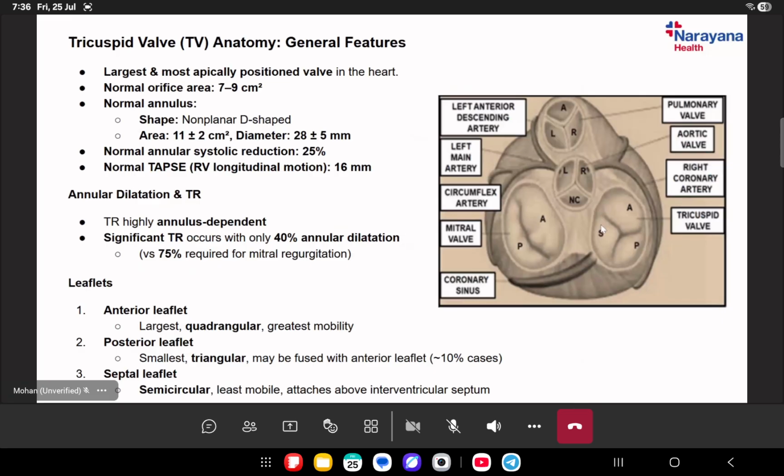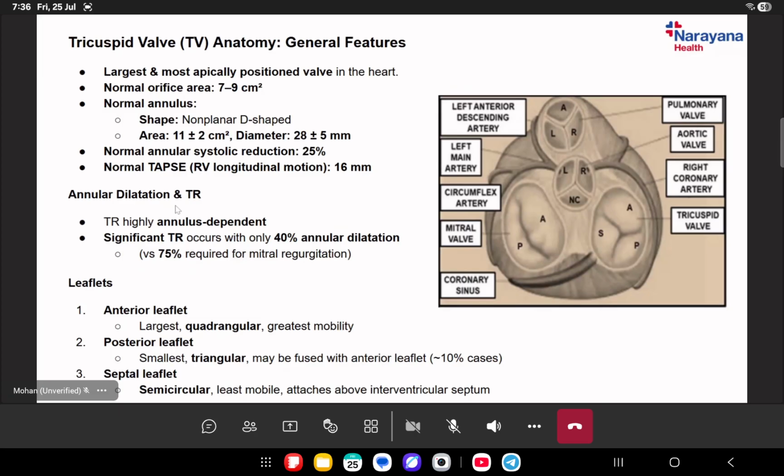Normal annular shape is non-planar D shape, and area around 11 and diameter 28. Normal annular reduction during systole is 25% and TAPSE is 16 mm. Tricuspid annular plane systolic excursion, TAPSE.